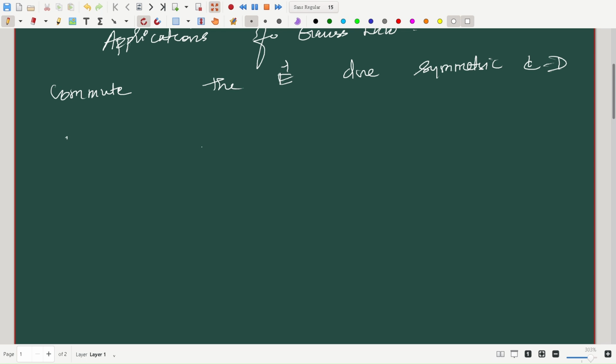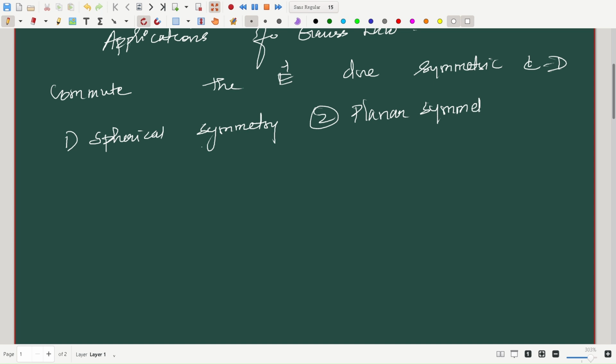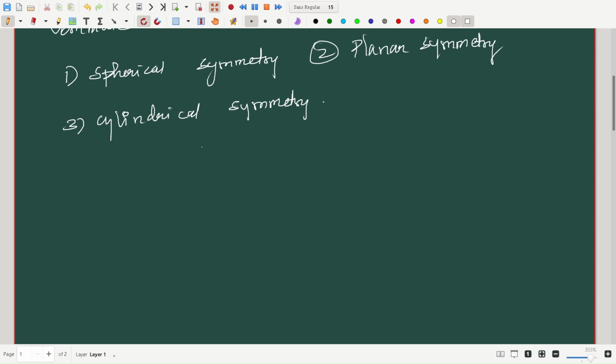So there are three types of possible symmetrical organization. First is spherical symmetry. The second one is planar symmetry. And the third one is called the cylindrical symmetry. Each and every type of these symmetries is associated with particular charge distributions.